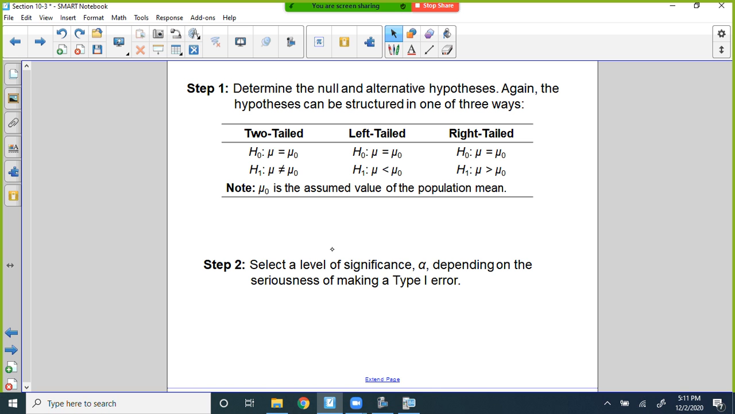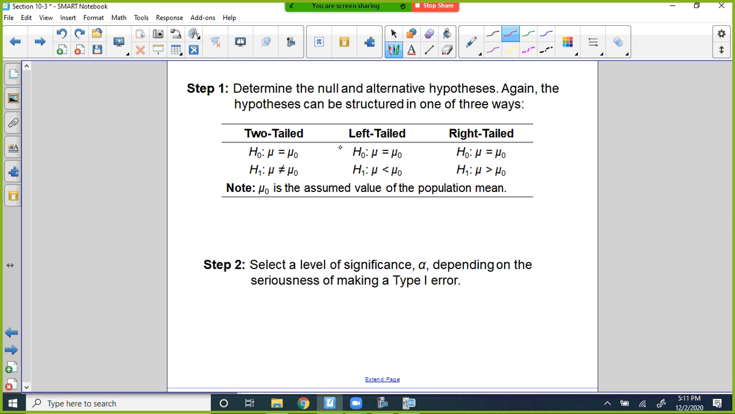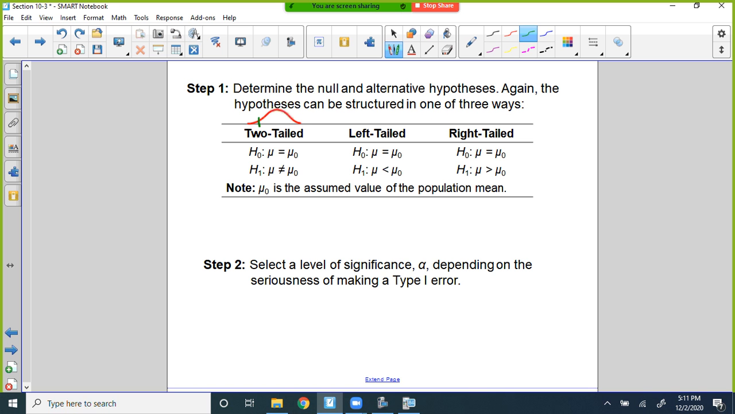This shouldn't be any surprise to you. Determine the null and alternate hypothesis. Again, the hypothesis can be structured in one of three ways. Guys, we can have a two-tail, right? Where it's like this, and it's got area over here, and it's got area over here, right? But it matches this condition right here.